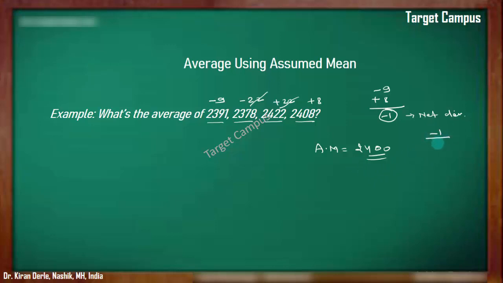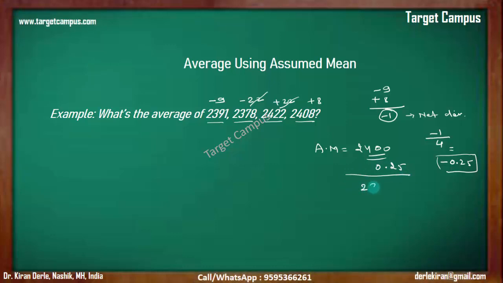What is our next step? We'll have to distribute this among four terms. So this becomes minus 1 upon 4, which is nothing but minus 0.25. So our actual mean, our actual average in this case, will be 2399.75, right? I hope this is pretty much clear now.